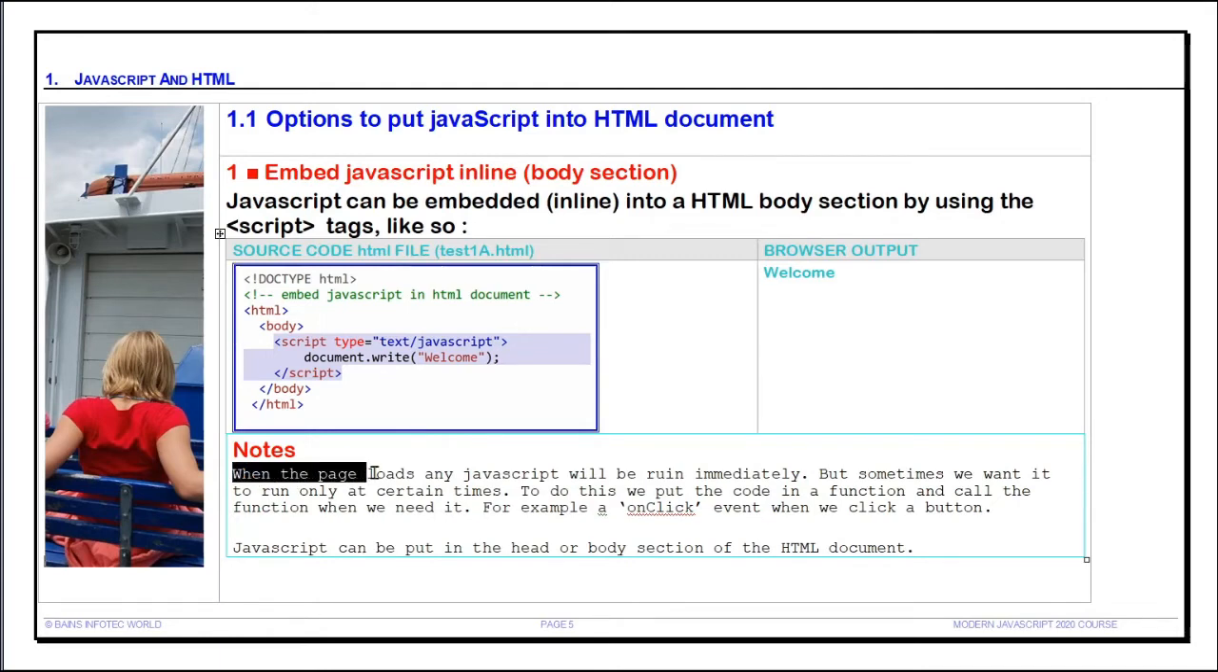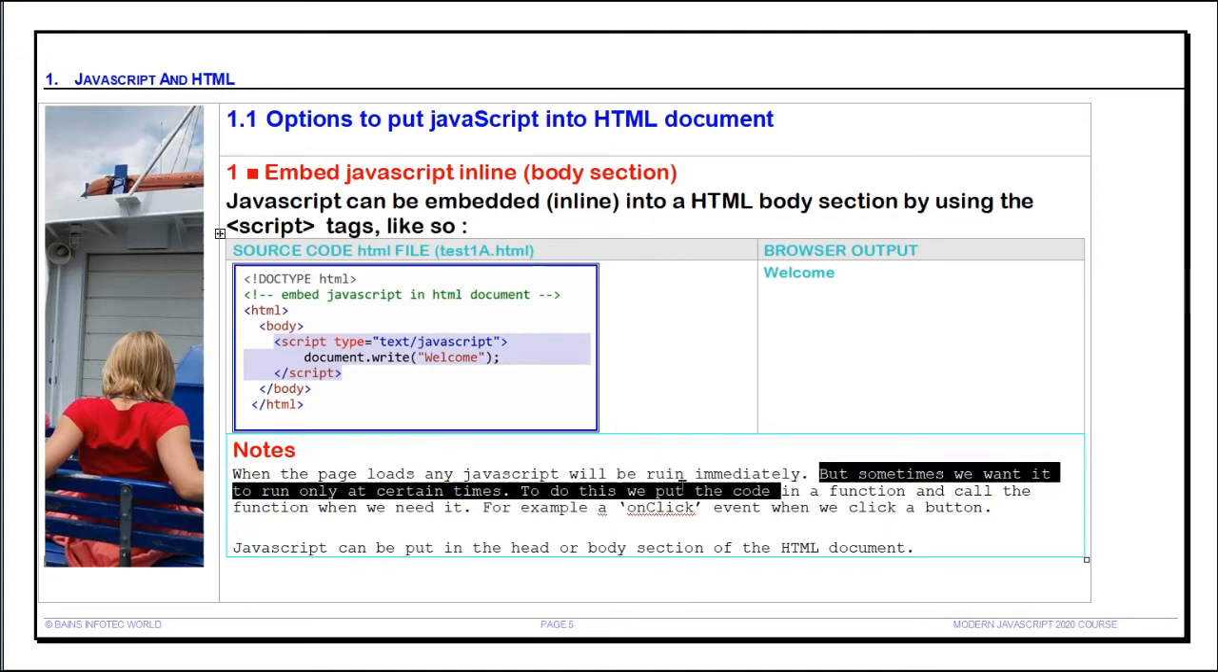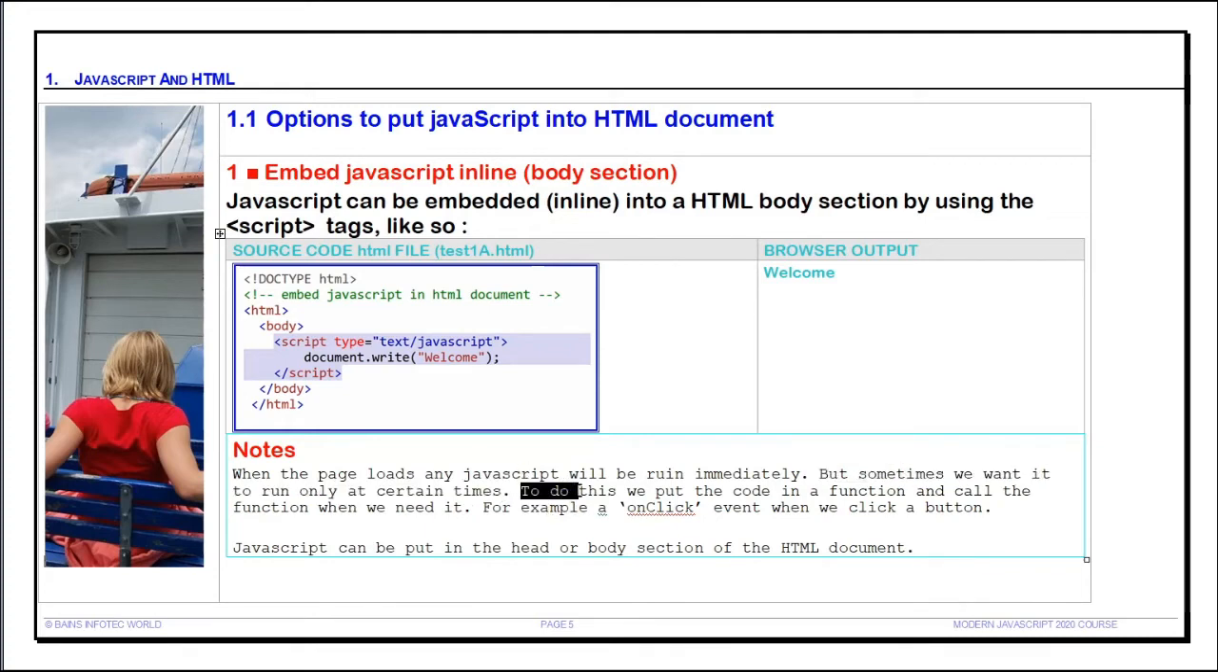When a page loads, any JavaScript will be run immediately. So that means if there's a JavaScript command, it will be run immediately. But sometimes we want to run JavaScript commands or code only at certain times. So to do this, we put the code in a function, and then the code is contained within the function, and we call the function when we need it.